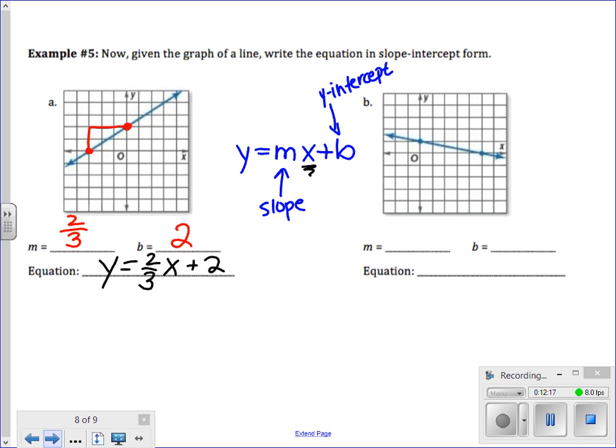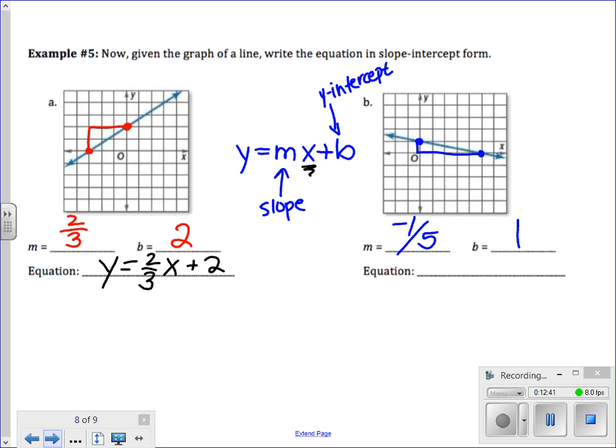In B, I first identify all the same information. I have a y-intercept, which appears to be at 1. Then when I have this second point, I need to use it to find the slope. The slope looks like it's going down from left to right, and it looks like it's going down 1/5.